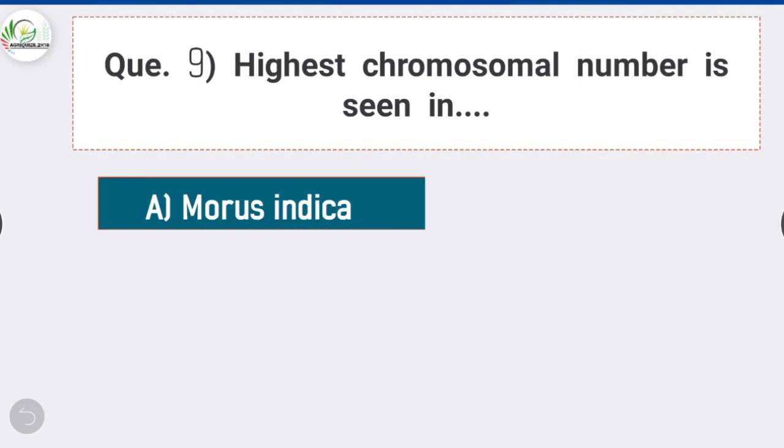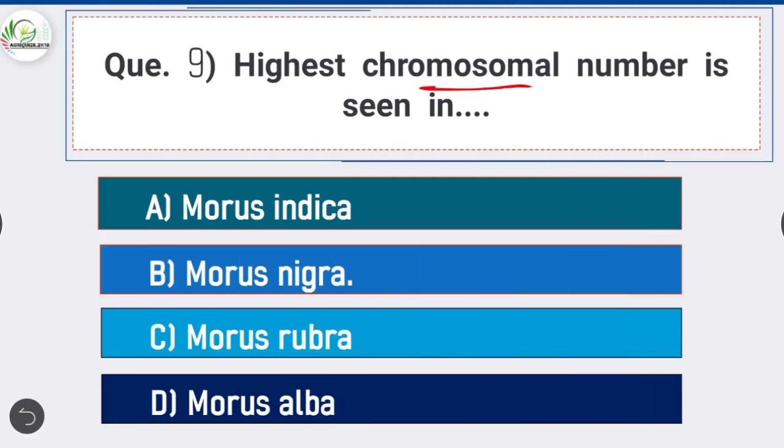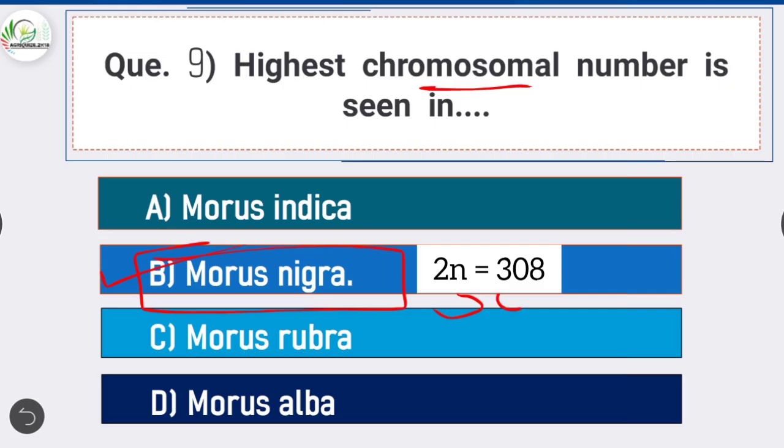Question number 9. Highest chromosomal number is seen in? Correct answer is Morus nigra. Morus nigra is known for its large number of chromosomes, which is 2n equals 308.